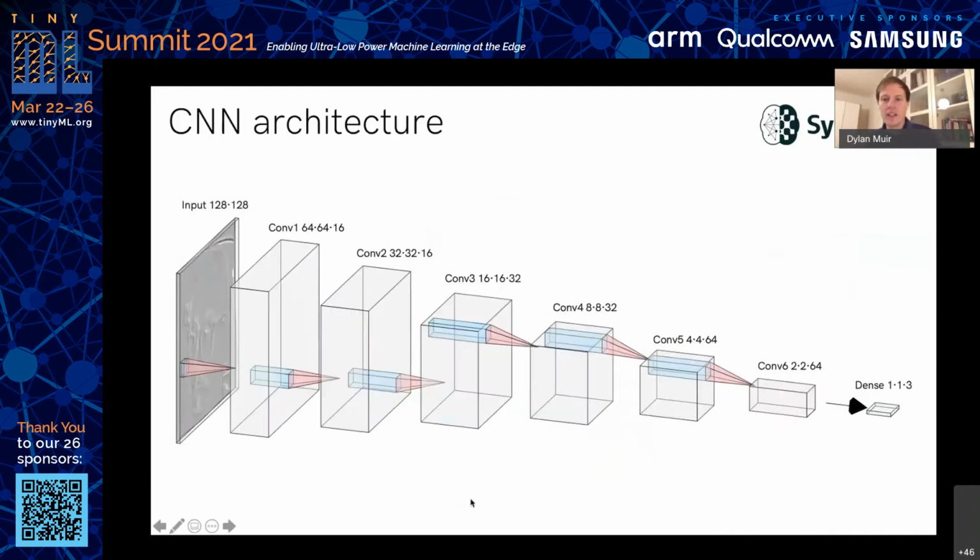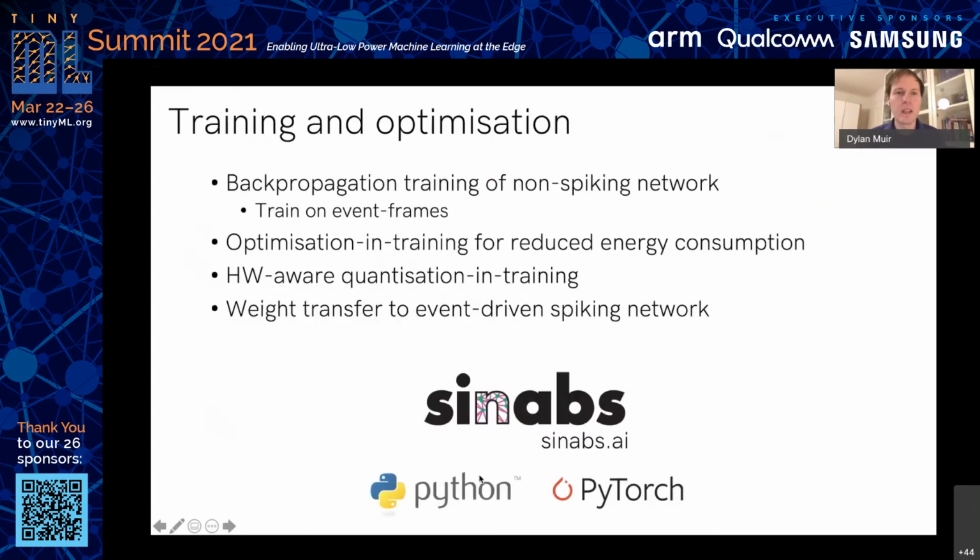The convolutional architecture that we use is fairly standard. It's a traditional bottleneck convolutional architecture with 6 convolutional layers and 1 dense readout layer. Here we have a low resolution input layer, a 128 by 128 event-based vision layer. This is matching our smart single chip vision processor that I'll tell you a little bit about later on.